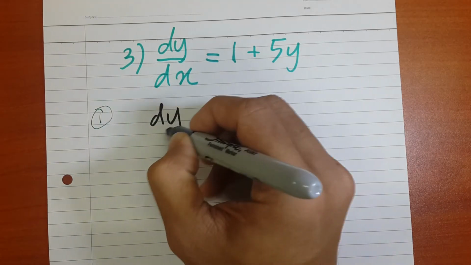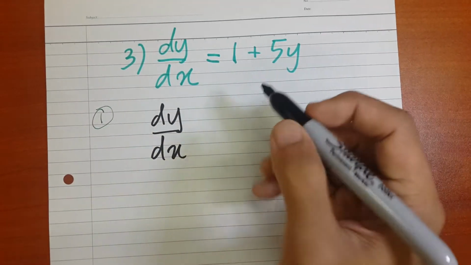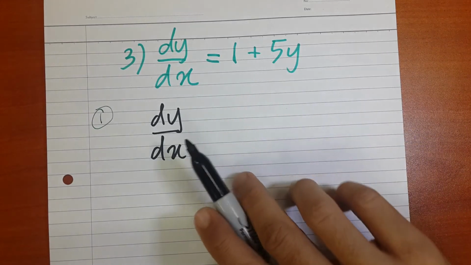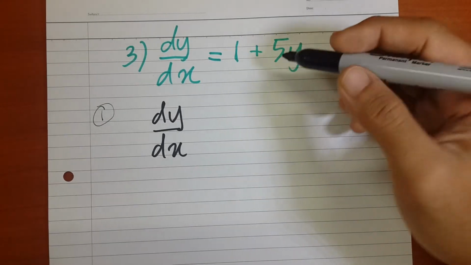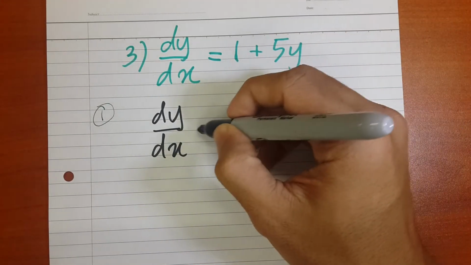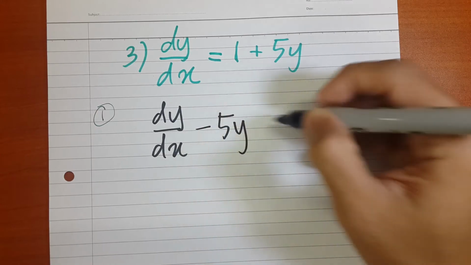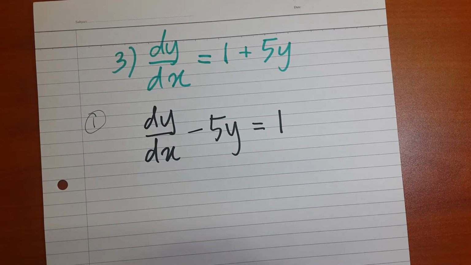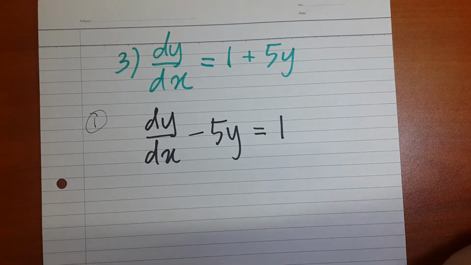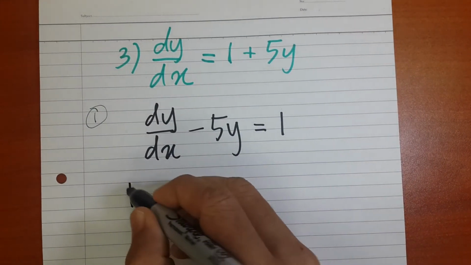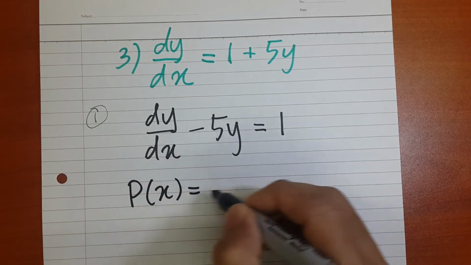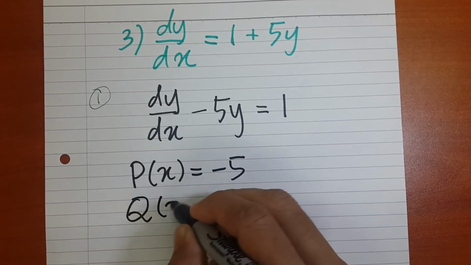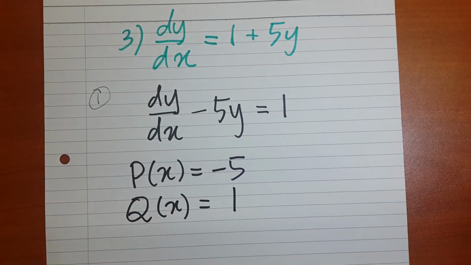So we have dy/dx equals 1 plus 5y. In order to make it into the basic form, we're going to minus 5y on both sides, right? So dy/dx minus 5y equals 1 plus 5y minus 5y, which is 1. So from here, we can straight away take out our p(x) equals negative 5 and q(x) equals 1.